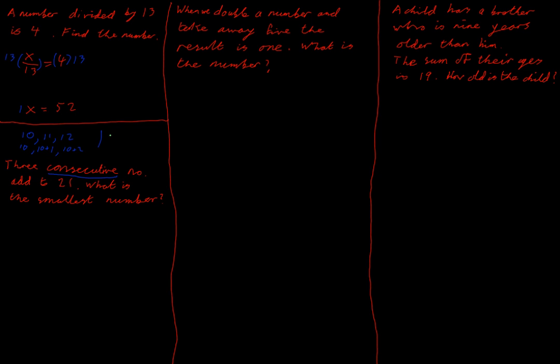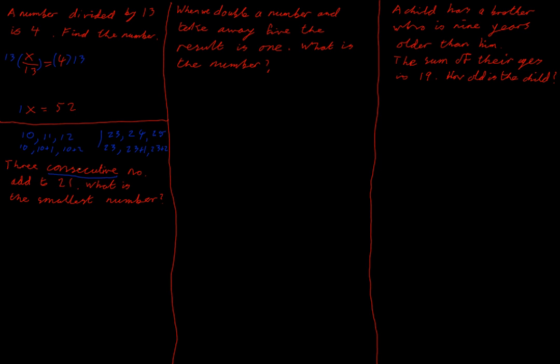If we had 23, the next consecutive number would be 24. So we'd have 23, and then the next number would be 23 plus 1. And the next consecutive number, we'd have 25, would be 23 plus 2. So that's what consecutive numbers mean.